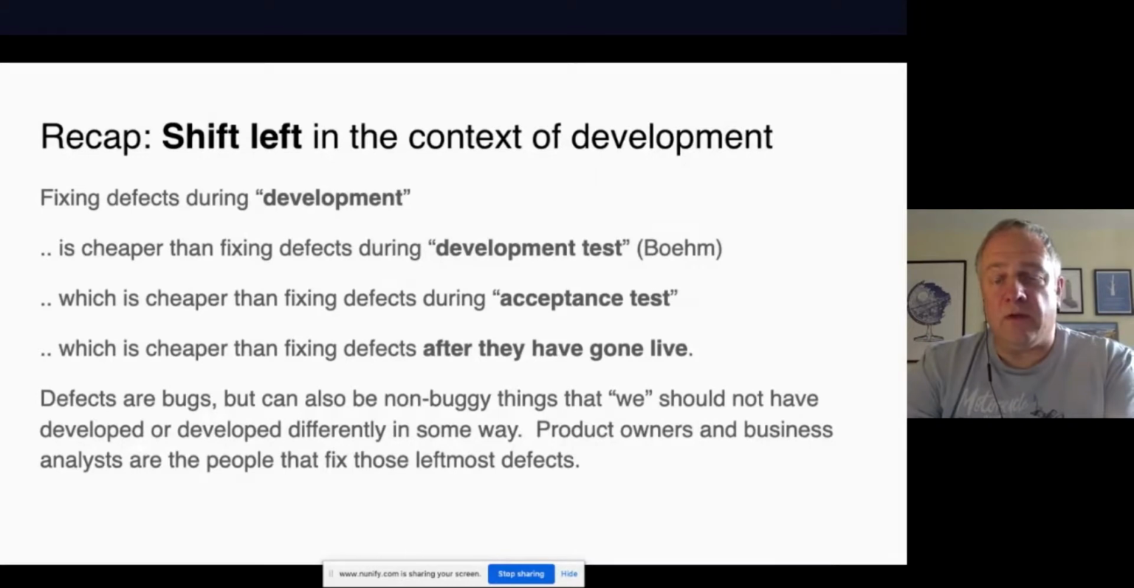Dave was talking about Amazon pushing stuff out every 11 seconds, and maybe it's not running 1,000 times before each of those. Anyway, so we think of defects as things that are buggy in code, but defects can also be in requirements, and we're going to not talk about the improvements that product owners and business analysts can make, but we're going to know that they are real.